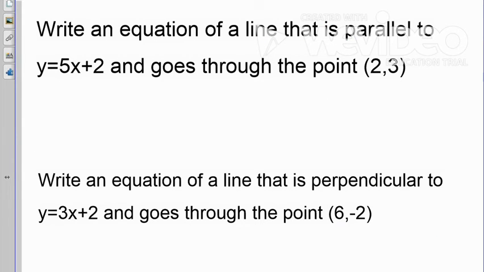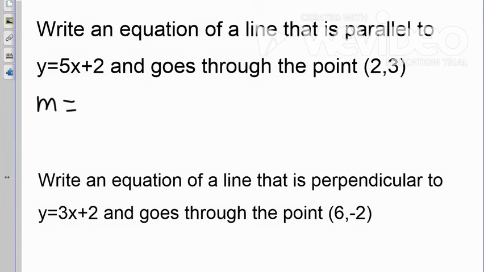Write an equation of a line that is parallel to y equals 5x plus 2 and goes through the point (2, 3). Why don't you guys try this one on your own, pause the video, and then come back here and see what you get, all right? So if you paused, we're going to go over the answer now.